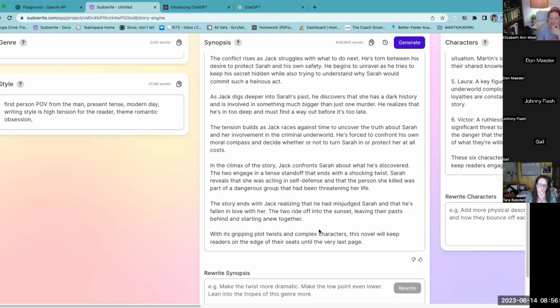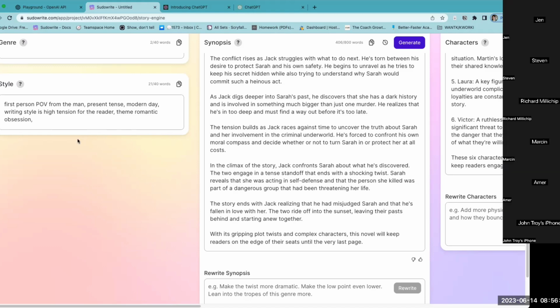That it was self-defense and the person she killed was part of a dangerous group that had been threatening her life. That's way more romantic suspense than anything I've ever read, I think. What are your guys' thoughts? Is that because we've got the theme romantic obsession? I'm sorry? Is it because the style you mentioned, theme romantic obsession?